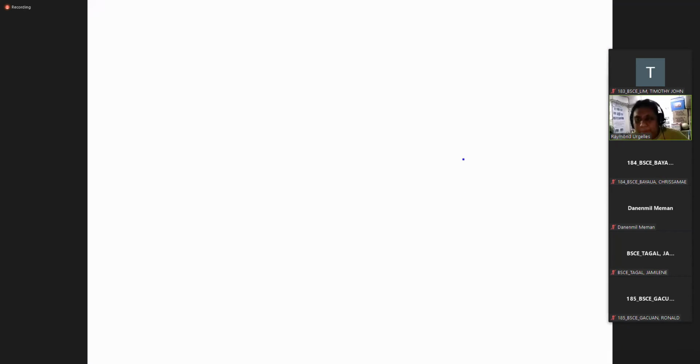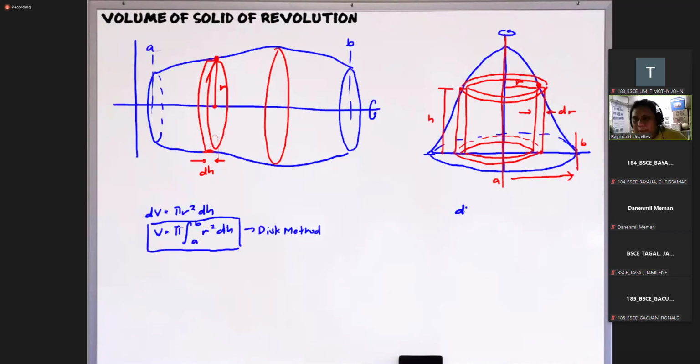So therefore, para sa cylindrical shells method, yung dV natin ay simply equal sa 2 pi rh dr. So therefore, solving for the volume, that's 2 pi times the integral ng rh dr. This will be from A to B. Okay? So ito yung tinatawag natin as the cylindrical shell method.